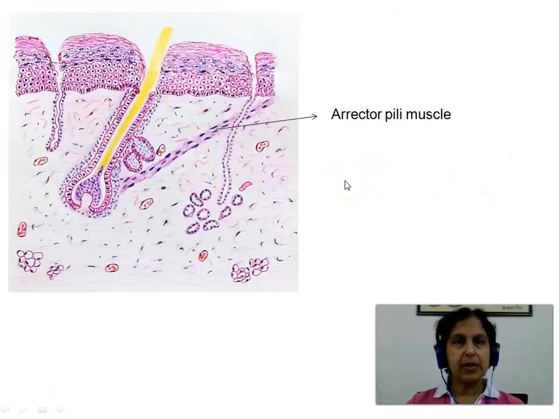This here is the same hand-drawn picture of thin skin, showing us the Arrector Pili muscle attached to the hair follicle at one end and to the surface of the skin, that is the dermis part of the skin, at the other end. What we also see here are the sebaceous glands, which lie here between the Arrector Pili muscle, the skin surface, and the hair follicle on the other side.